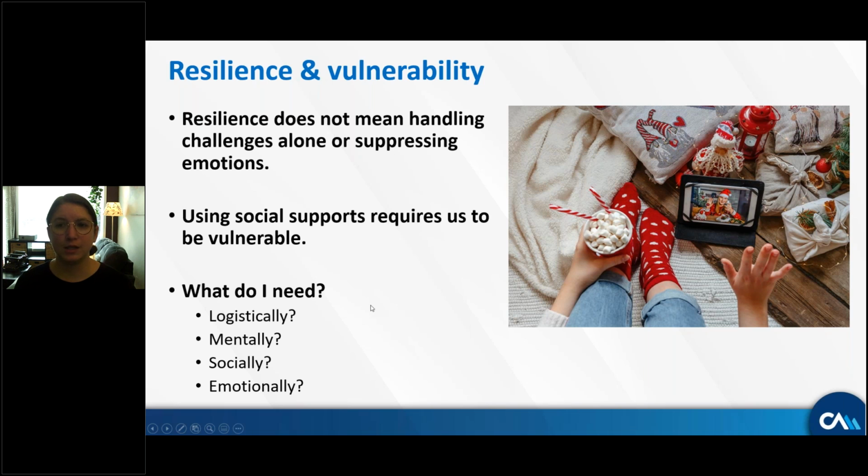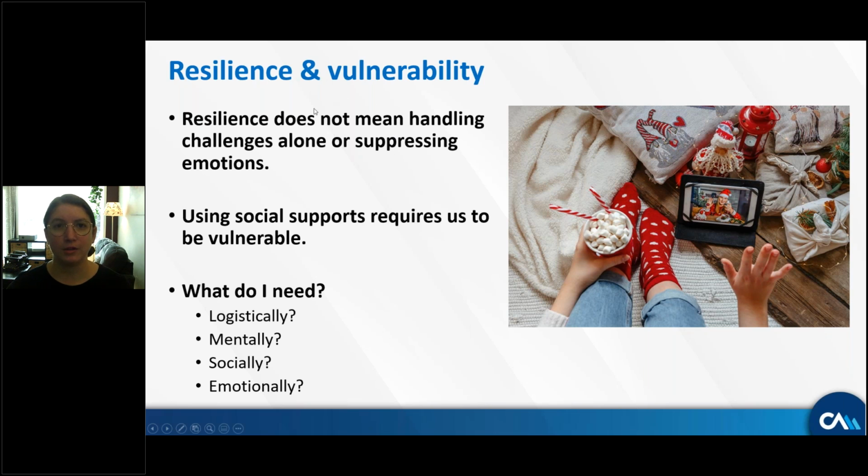Because sometimes someone will say, I'm just completely overwhelmed. I don't even know what I need. And that's okay if that's where you're at. But sometimes I like to take it to a level of, all right, why don't I break it down in different categories? Is there something I need logistically? Do I need help with someone picking something up from the store? Do I need help with someone planning some logistics around travel? What do I need mentally? Maybe I need to do one of those guided imagery exercises to just get my mind off of what it's spinning about. What do I need socially?